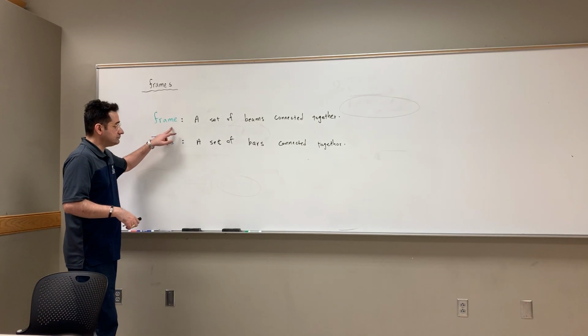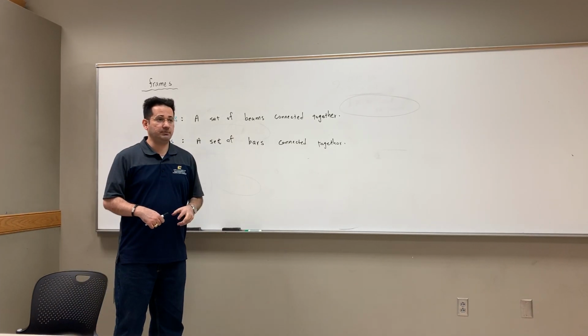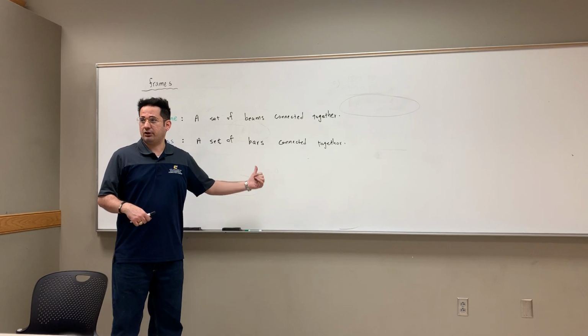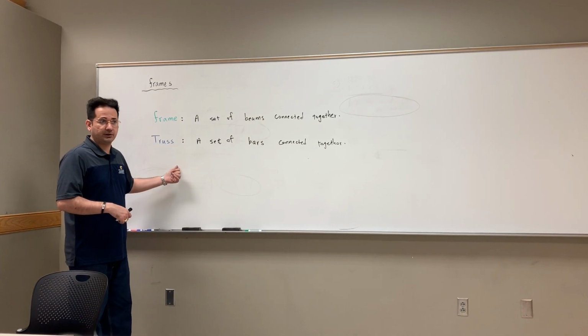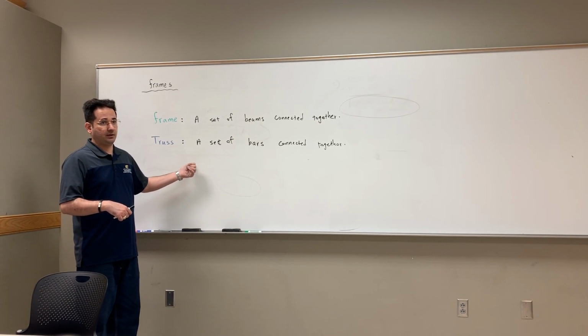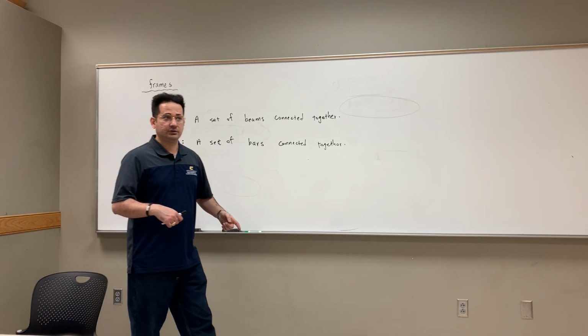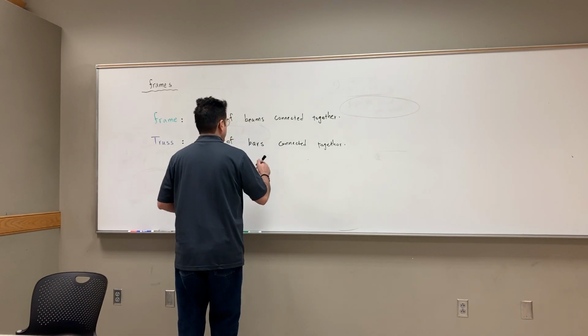A frame is a structure made of beams. And a truss, which is a simple one, and we discussed it after Newton 2, is a structure made of bars. So what are beams and bars, and what's the difference?